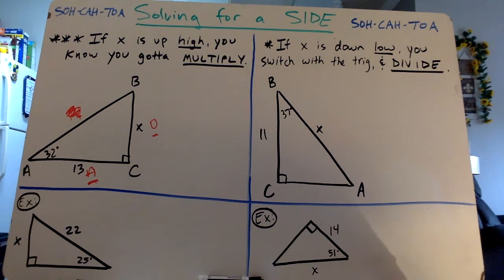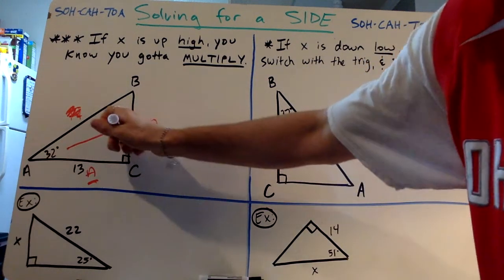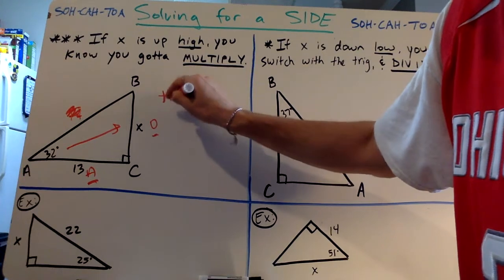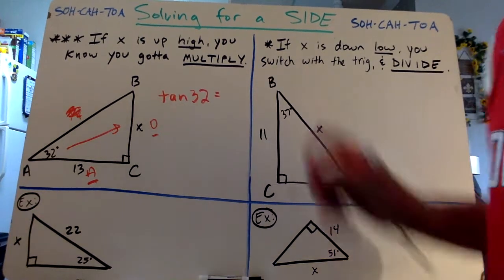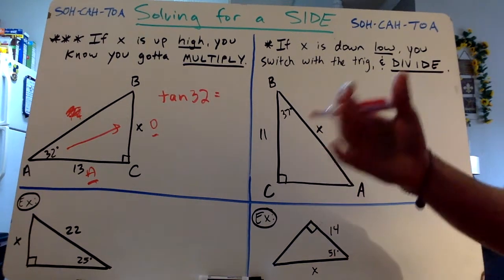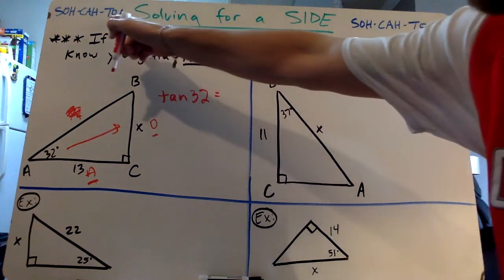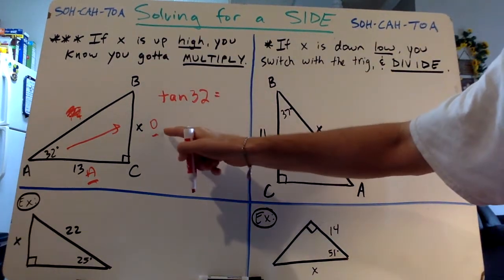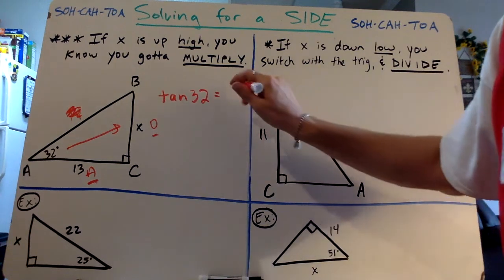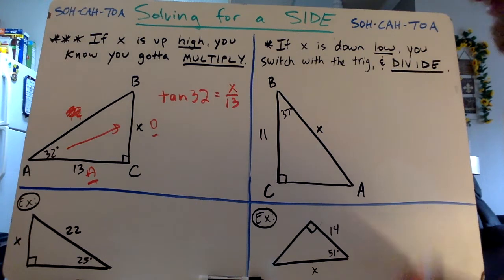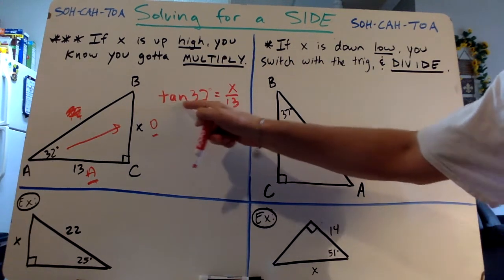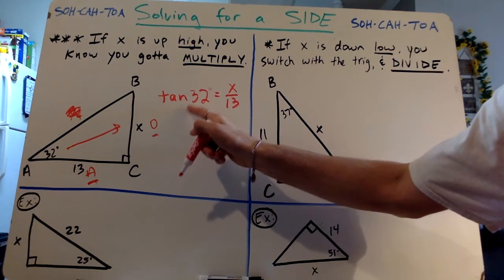So here's your setup. It's going to be tangent of your angle, which is 32, equals opposite over adjacent, O over A. So it's x over 13. And that's your setup. This is always your angle, guys. Trigonometry always has to have an angle attached to it. These are inseparable. You cannot detach these.